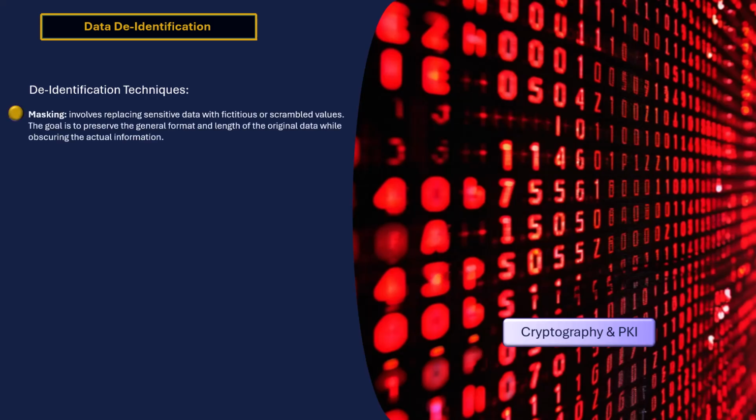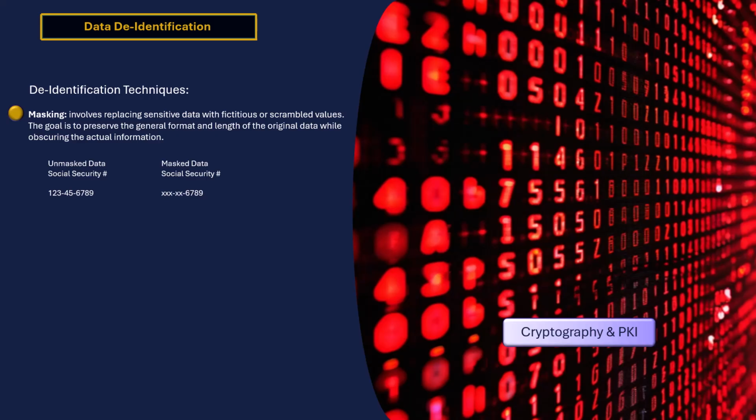Masking involves replacing sensitive data with fictitious scrambled values. For example, masking all but the last 4 digits of a social security number or credit card number with X characters. Masking allows organizations to use and analyze the data while minimizing the risk of exposing sensitive information. The goal here is to preserve the general format and the length of the original data while obscuring the actual information.